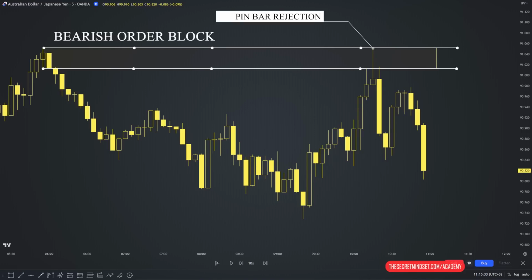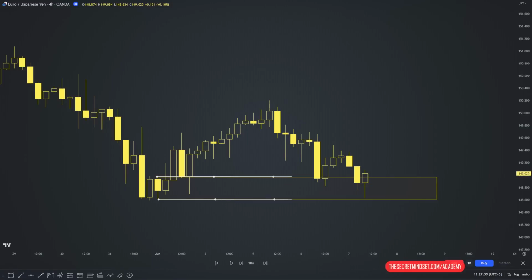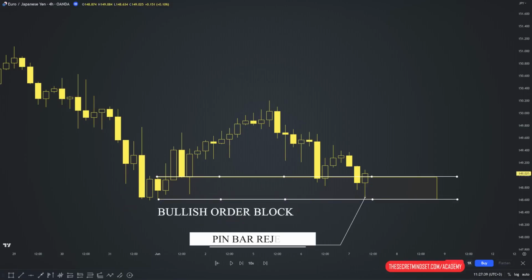As you can see, when the market enters the zone, it produces a bearish pin bar. The way you would have traded this would be to first wait for the pin bar to close. Then you place a sell trade using a market order with the stop loss placed above the high of the pin. In this example, we have a pin bar formation on the 4-hour time frame.